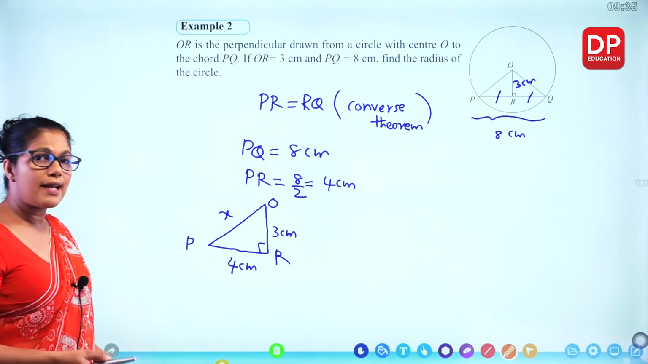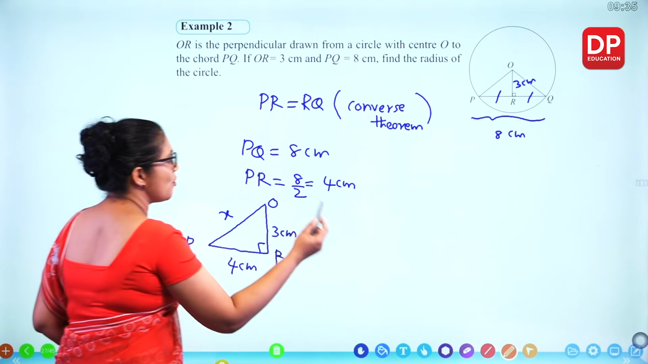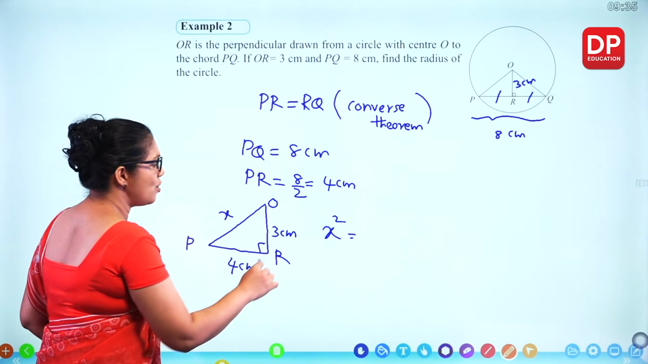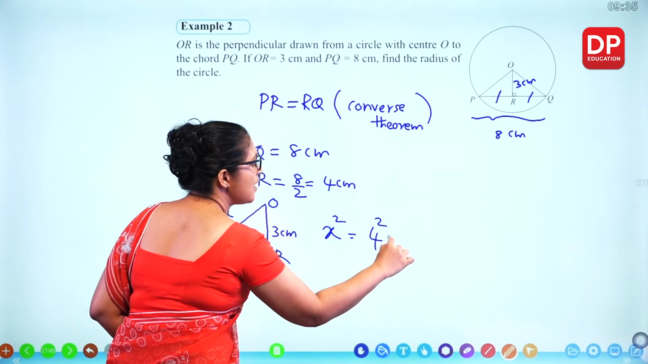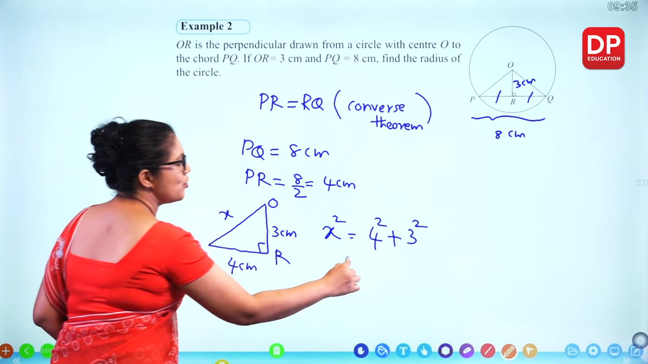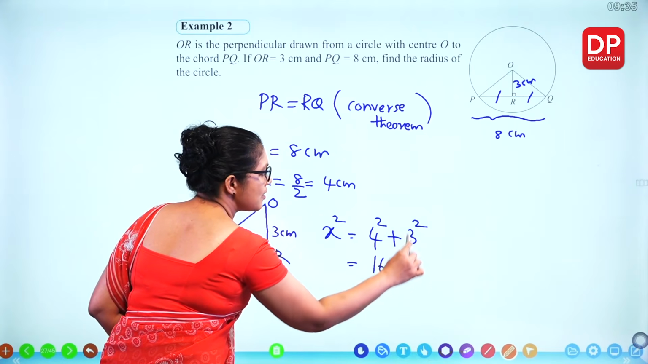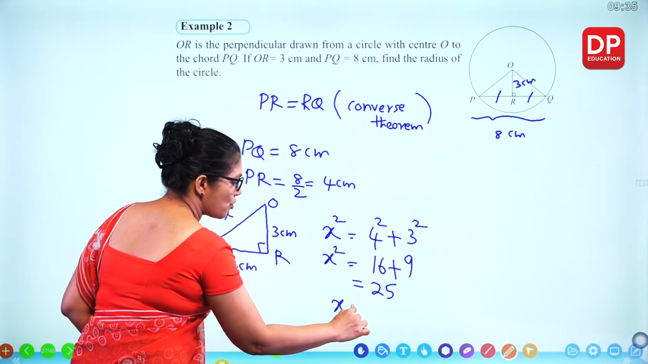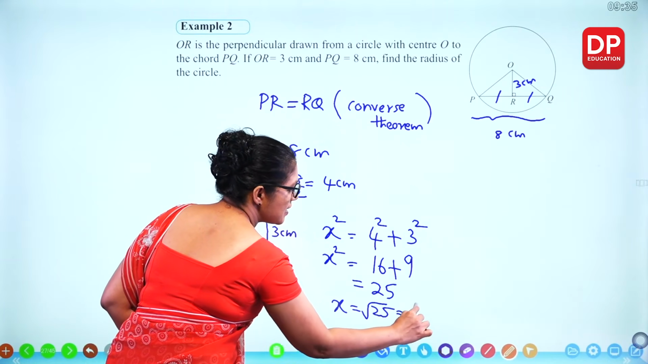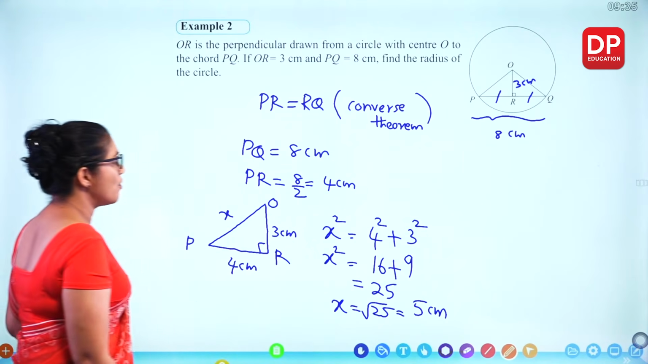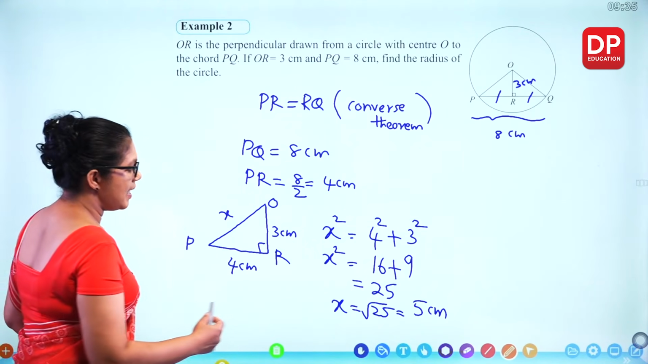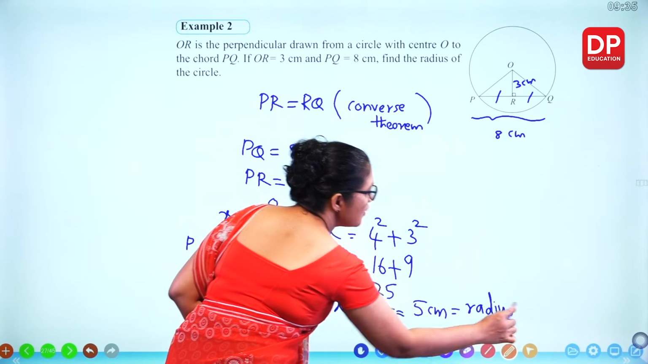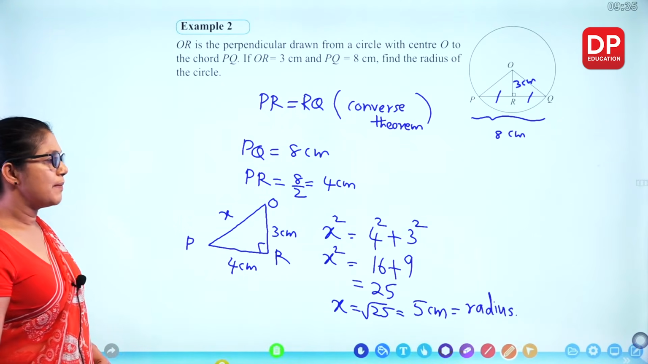So this is a right angle triangle. You can use the Pythagoras theorem. So what does the Pythagoras theorem say? The hypotenuse squared is equal to the sum of the squares of the other two sides. So when you do that, 4 squared is 16, 3 squared is 9, 16 plus 9 is 25, square root of 25 becomes 5 centimeters. So here we found that OP is the radius of the circle. So the radius is equal to 5 centimeters.